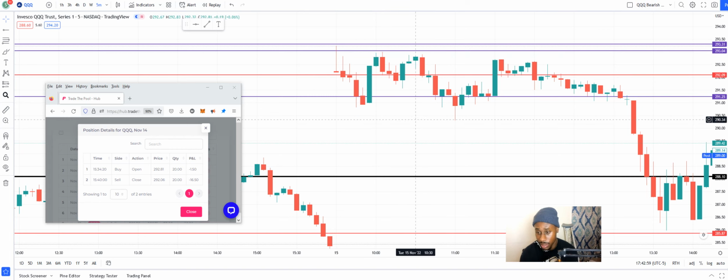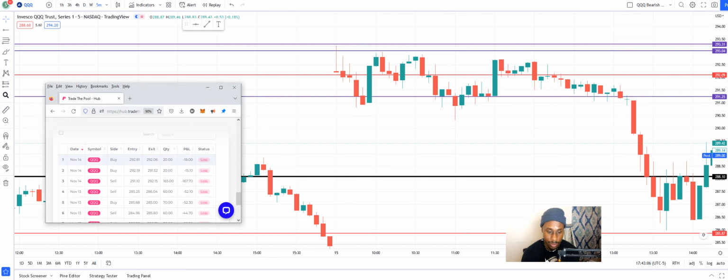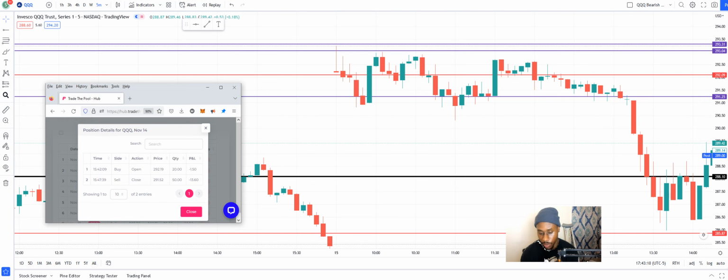I was wrong on the direction there. As you can see, for the start of the day, the market was basically zigzag for most of the day, and that in itself will just cause you to be in profit, out of profit, in profit, out of profit.